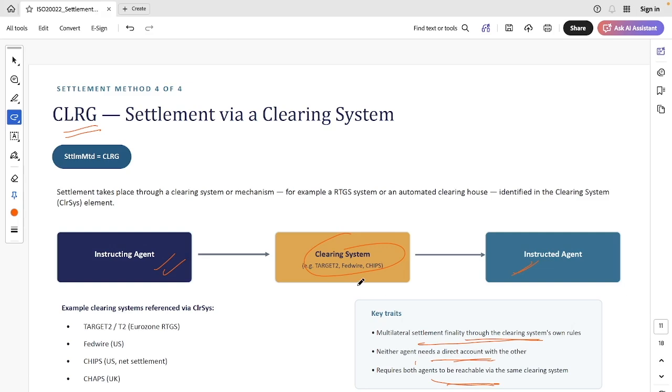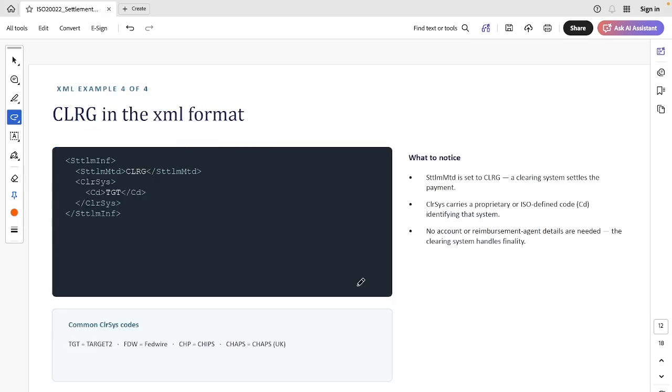Let us look at an XML example of clearing. Again, here you see the settlement information. Inside this settlement information, we see the settlement method showing clearing as a value. This means the settlement will happen through a clearing system. Then we will have this tag as well, and inside this tag there's a code called TGT, target. This code identifies the clearing system. In this example, TGT means TARGET, your target system in the Eurozone.